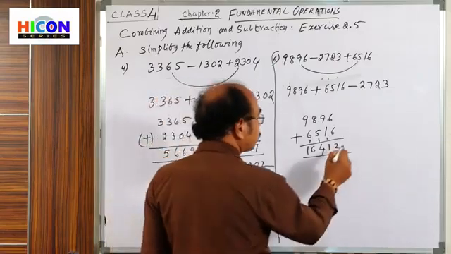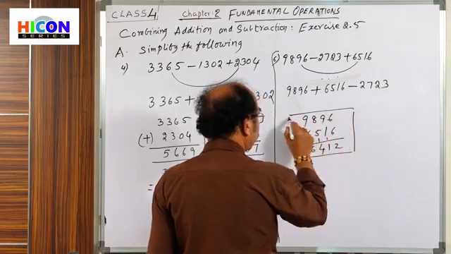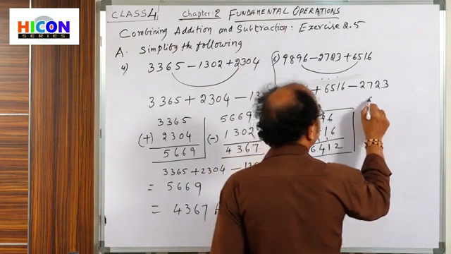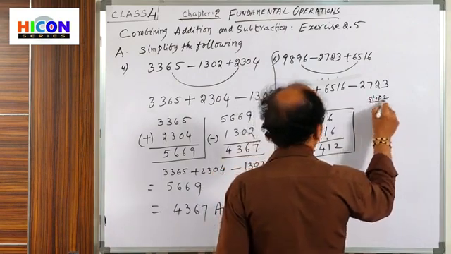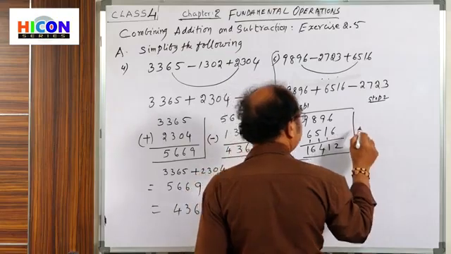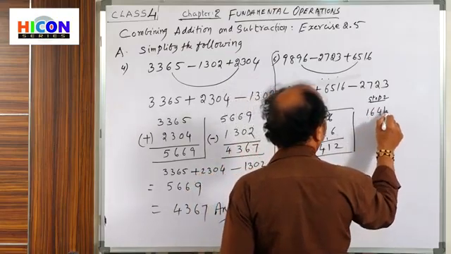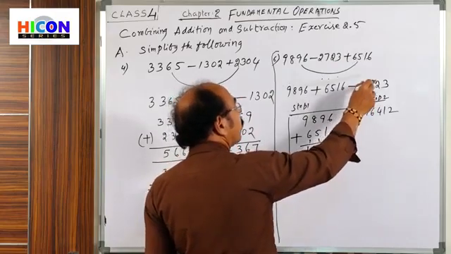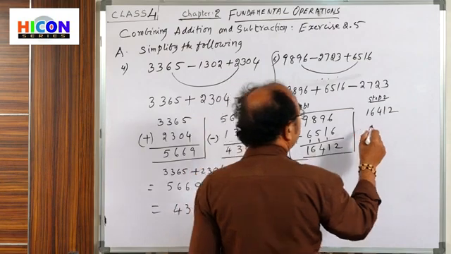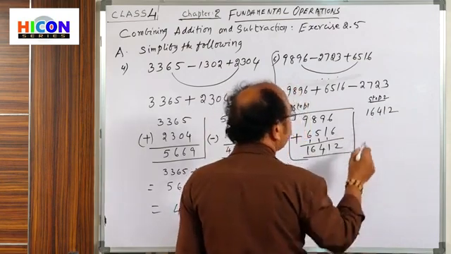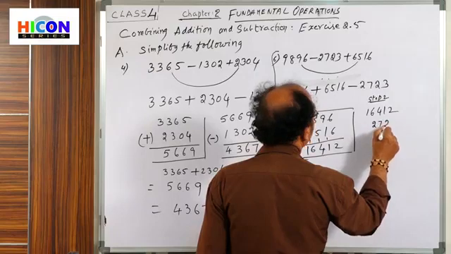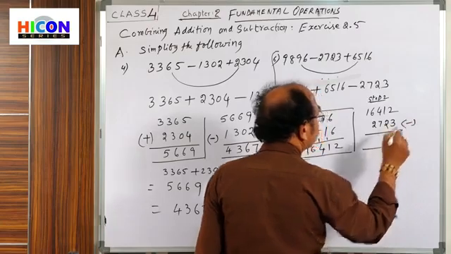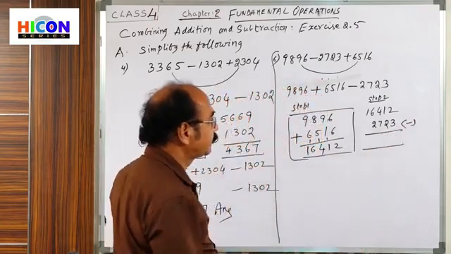Now, from this sum, come to step 2. In step 2, from this sum 16412, subtract the number with the minus sign before it. That means 2723. Subtract. Minus.